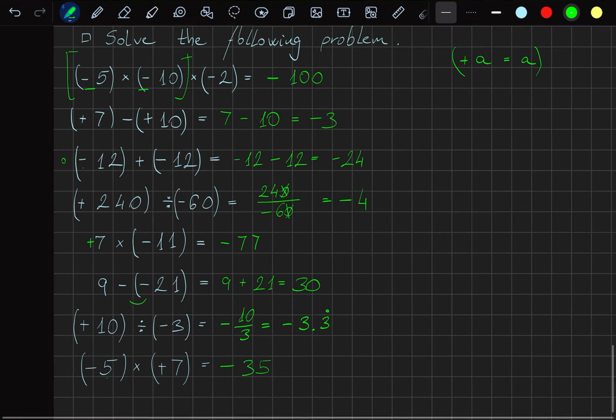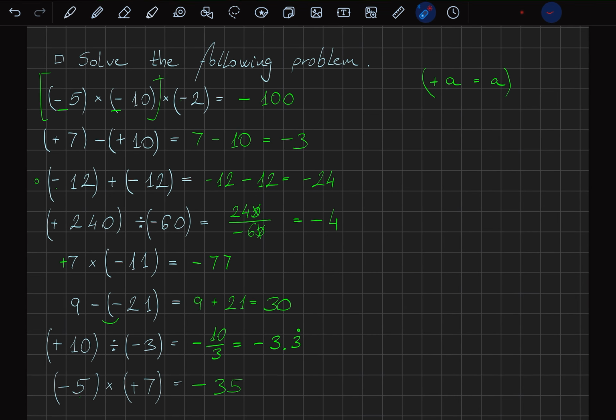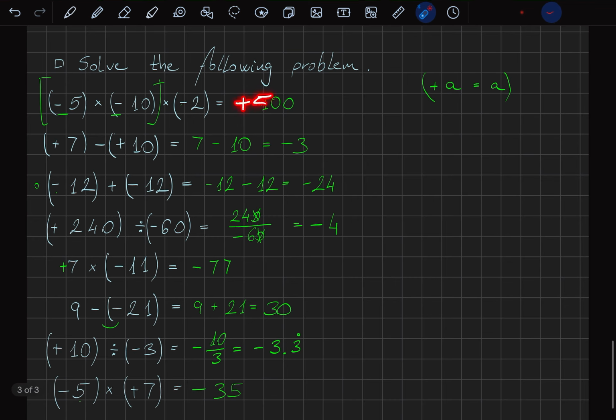So be careful with these problems, they can be tricky. If you need, just write it down again, step by step. Plus 50 times minus 2: here I solved it in my head. So it's plus times minus, it's minus, 50 times 2, it's 100. Okay, that's for today.